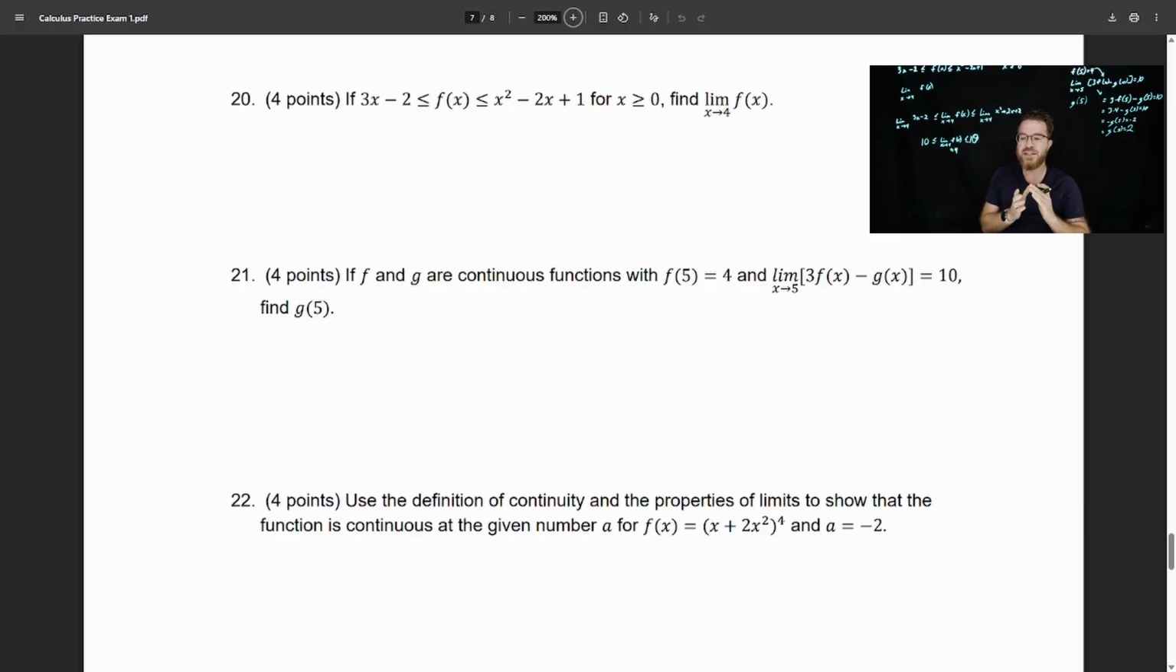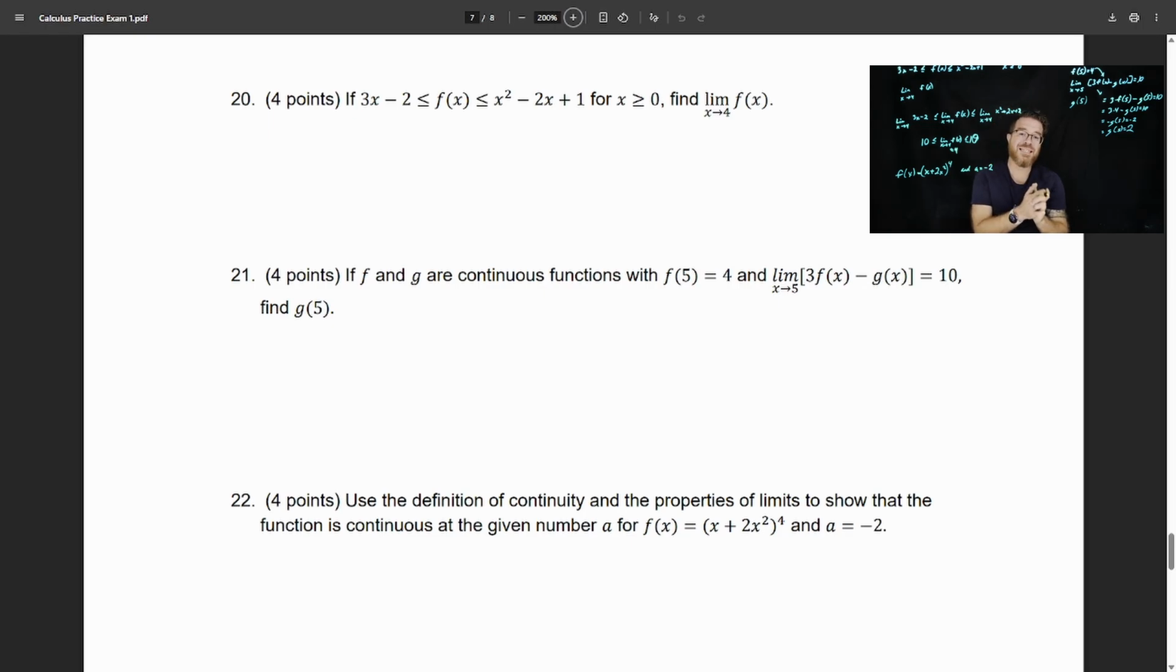use the definition of continuity and the properties of limits to show that the function is continuous at a given number a, for f of x equals x plus 2x squared to the 4th power, and a equals -2.